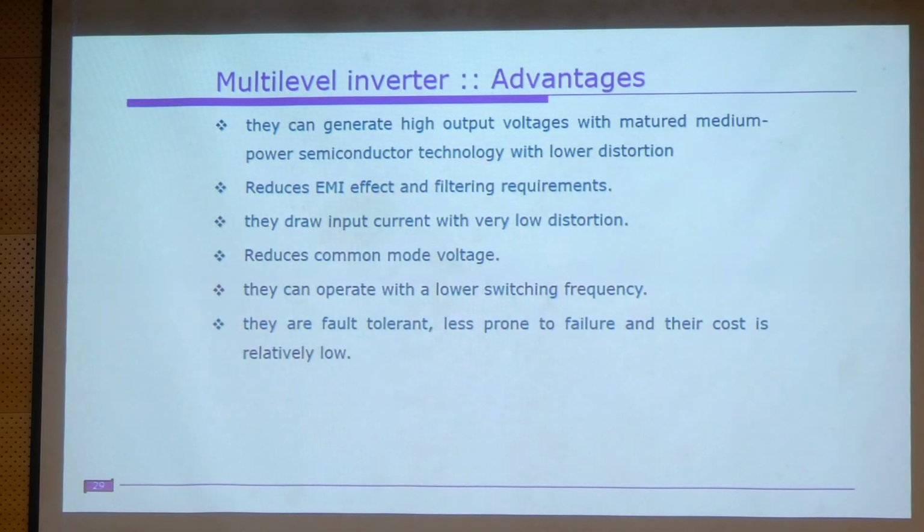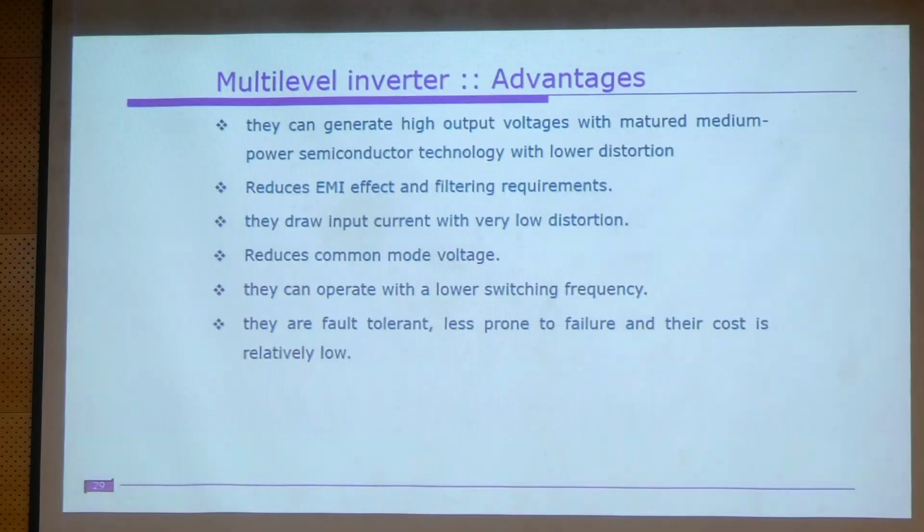They will reduce the EMI effect and the filtering requirement, as we discussed. They draw the input current with very low distortion if you are using them for an application. Another thing is that all these voltage source inverters are bidirectional. That means the converters we discussed are bidirectional. If you give a DC supply, you can get an AC supply. If you give an AC supply, it will also act as a front-end converter, performing AC to DC operation, which is known as the active front-end converter, or active rectifier, or active power factor correction converter.